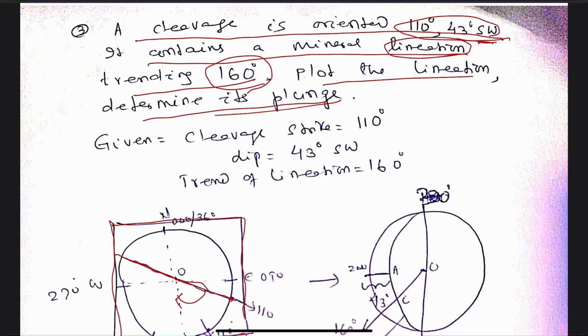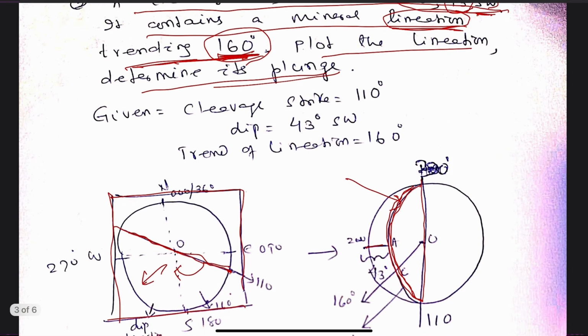So we bring this line to north south direction, and as the dip is towards this side, so from this side we started counting 43 degree dip and draw the great circle representing 43 degree dip. So this is the plane which is having 43 degree dip, and this plane contains the lineation which is tending 160 degree. So 160 degree means it is the direction.